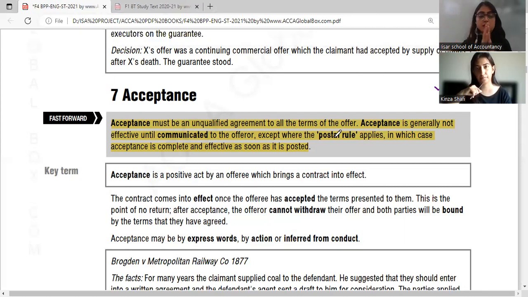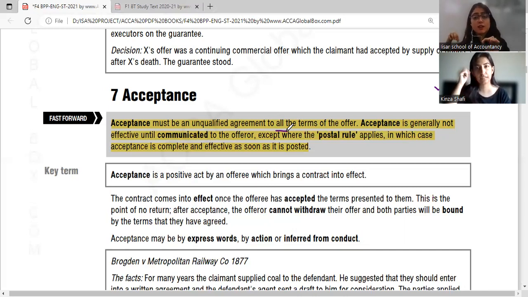Now let's understand this. Acceptance must be an unqualified agreement to all the terms of the offer. Point to be noted. All the terms. If I am giving an offer to teach F4 and you as a student have accepted this offer, it means you are accepting or agreeing to all the terms of the offer. Now, all the terms means timing, all the terms means 1 month course, all the terms means you will be getting the recordings 5 days in a week. Accepting the offer means you are accepting to attend the live online class, not recordings. You have not accepted for the recordings, okay?